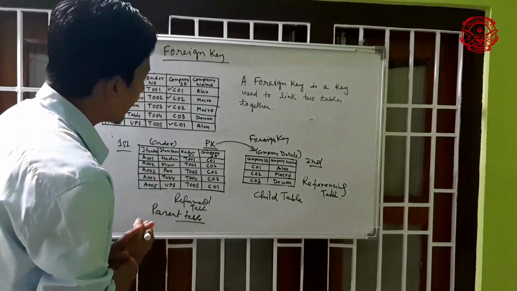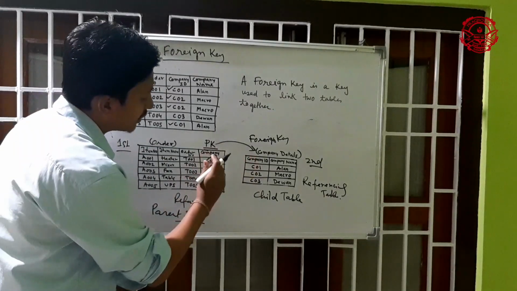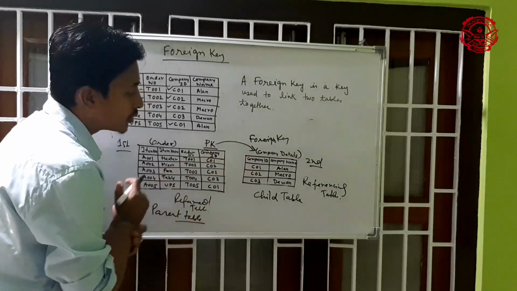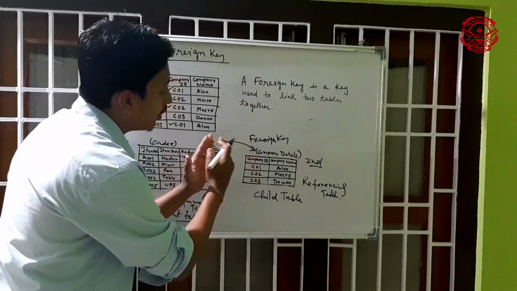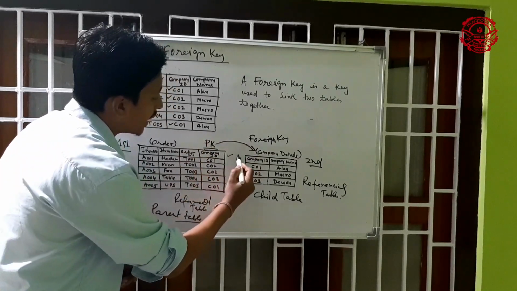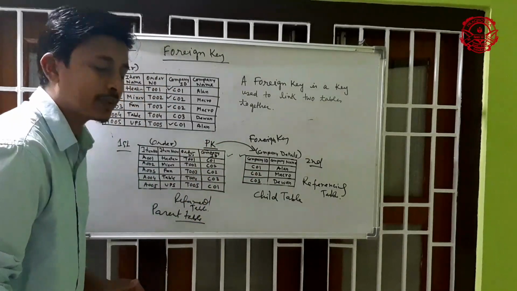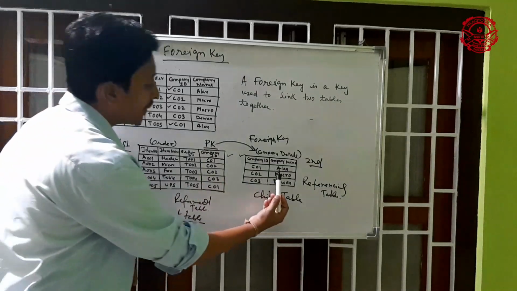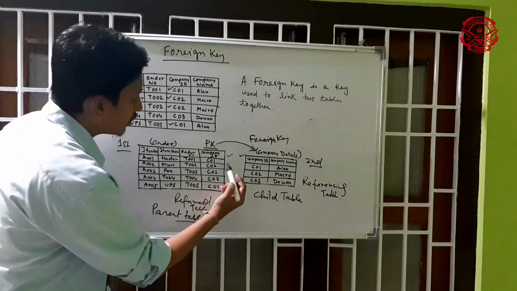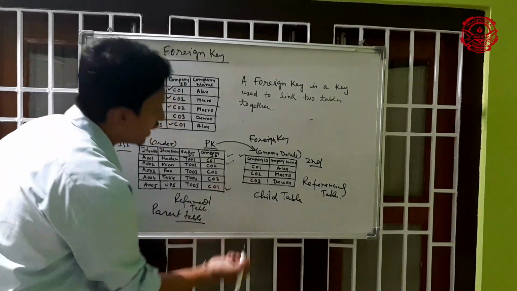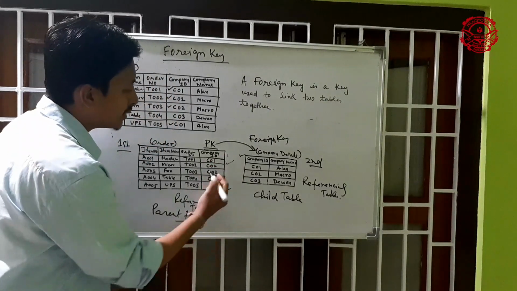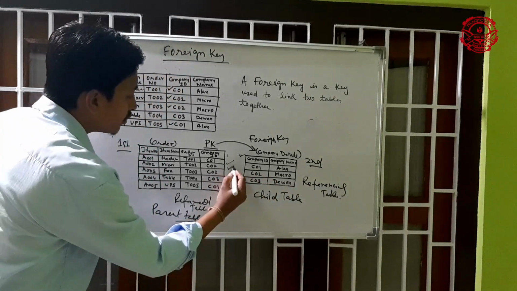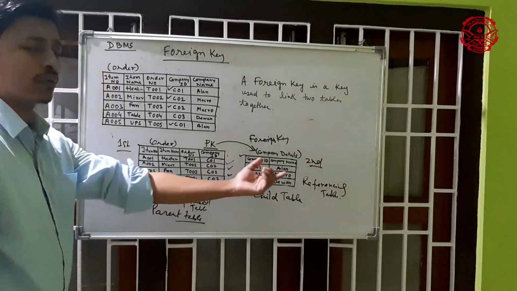Now see, the company ID and company ID, these two IDs are the same attribute in different tables. So we can join these tables with the help of this company ID attribute. C001 is the company named Alan, and here also it is Alan. C002 is the company named Macro, and here also it is Macro.